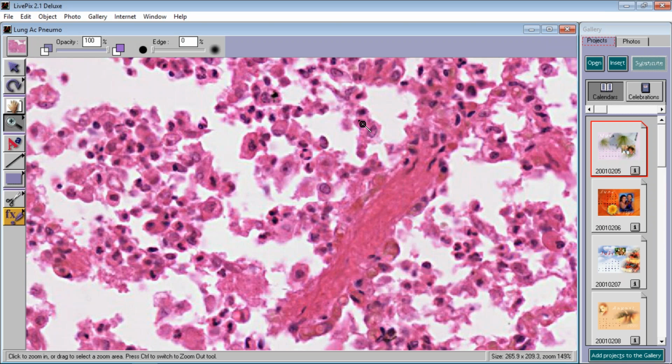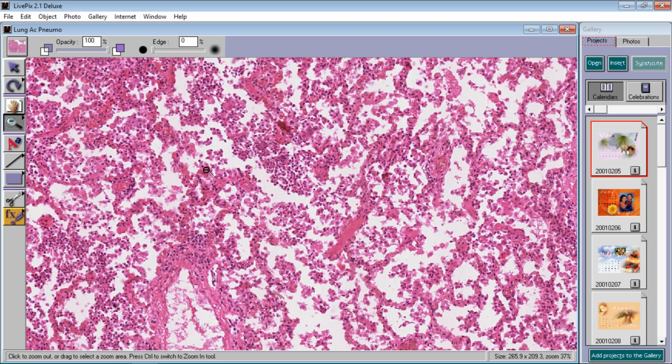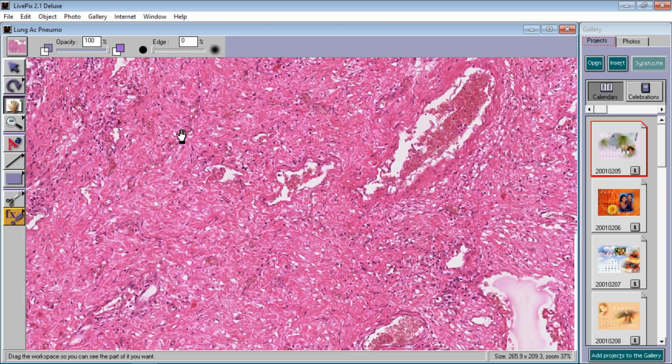Now, there's a lot of different kinds of pneumonia, and we're going to see a lot of different patterns when we talk about lung diseases. But this is acute pneumonia. What else can you say about this lung? Well, there are some areas in which you don't see alveoli at all, and it looks like it's almost entirely neutrophils.